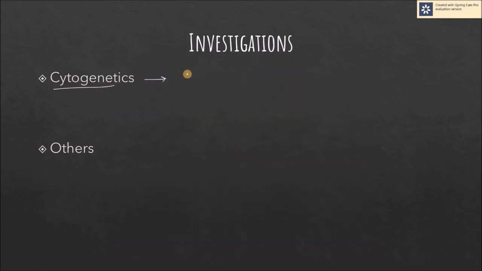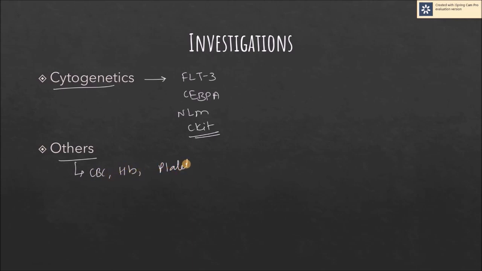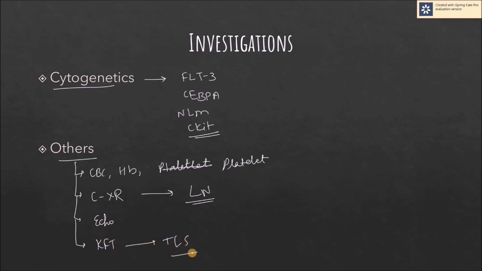Cytogenetics, we can check for mutations like FLT3 gene mutation, CEBPA mutation, NPM1 mutation, c-KIT mutation can be seen. The other investigations, we will do CBC, platelet count. Then we will do chest X-ray, because there can be lymph node involvement in the chest. We will do echocardiography. We will do kidney function test for tumor lysis syndrome.